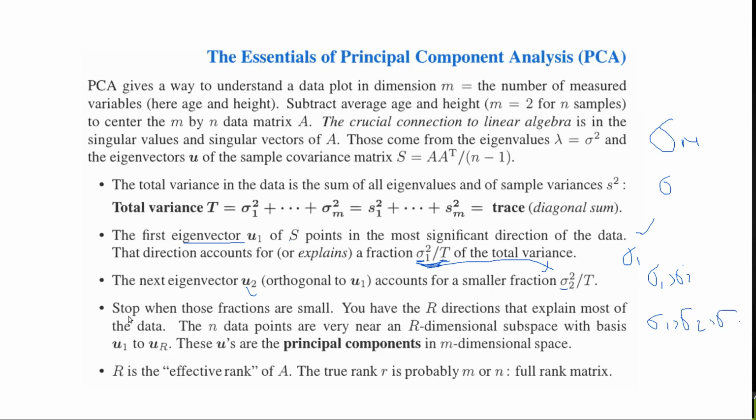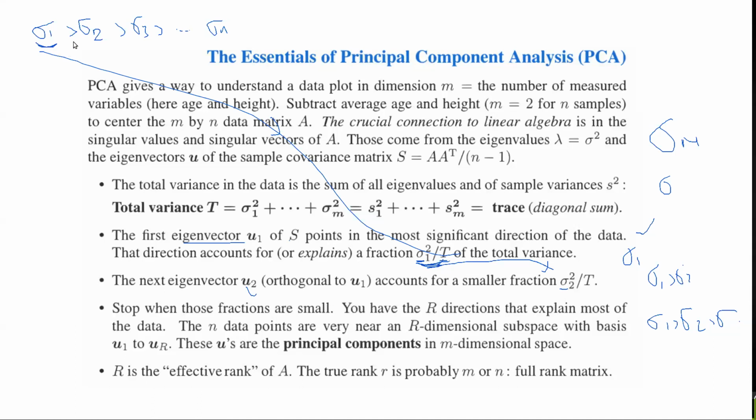Okay, so it says stop when the fraction is small. This is the part where the PCA, the principal component analysis, comes in. We have some singular values arranged as sigma 1 greater than sigma 2 greater than sigma 3, up to sigma n. The first singular value accounts for most of the data variance, so most of the information in the data, you can obtain using this singular value.